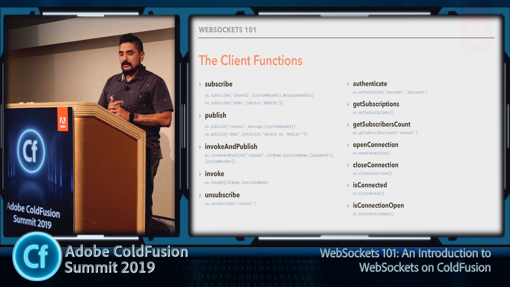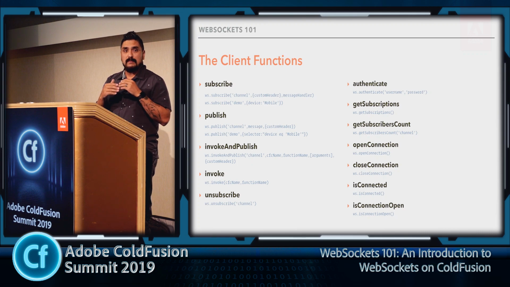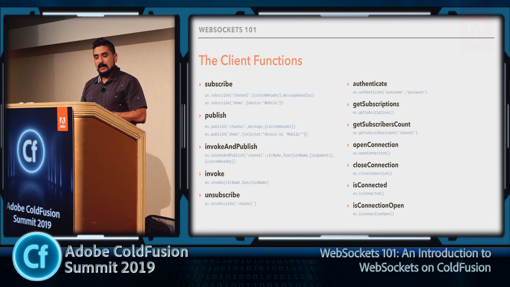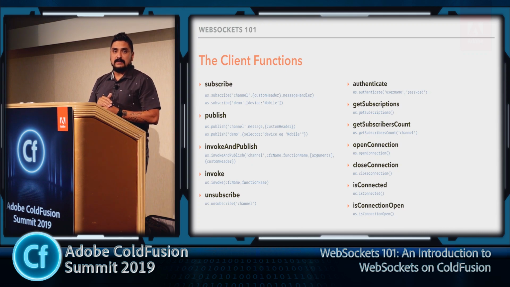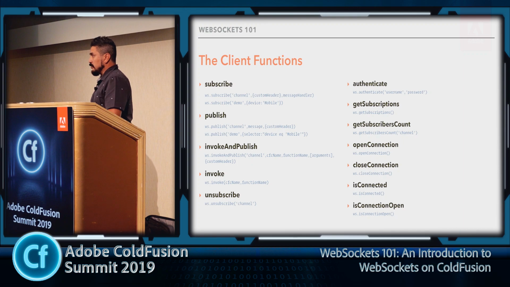Now publish is really easy. Once you're subscribed to a channel, you put the channel, you pass the message. Message can be anything. It can be a string, it can be an object, it can be an array, whatever you want it to be, you can pass it. And then a custom header, that is optional. So the custom header, just like when you subscribe, you can pass more information that maybe you might want to do something with on the server side.